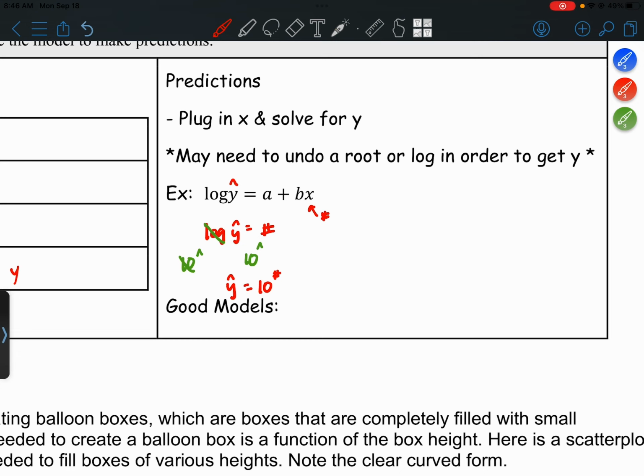And this would work for natural log. So let's say our model was the natural log of predicted y equals a plus bx. We would still plug in an input value for x. So then we'd have natural log of y hat equals some number. But this time we would use the natural base, so base e, and raise both sides to that base. So base e cancels the natural logarithm, and we would be left with y hat equals e raised to some number.